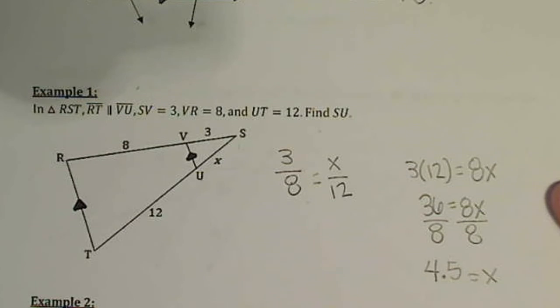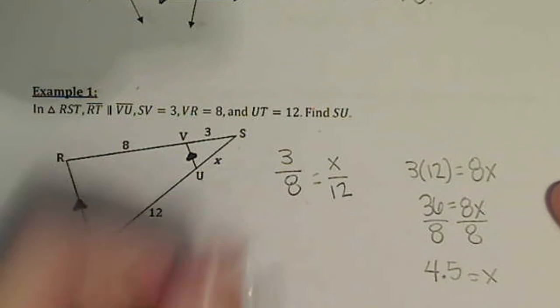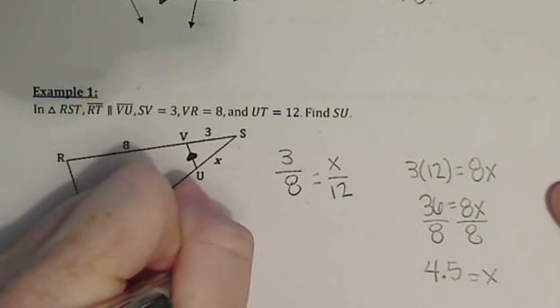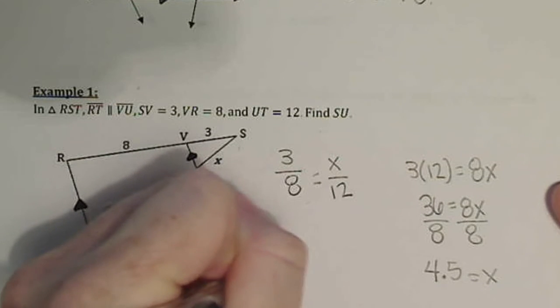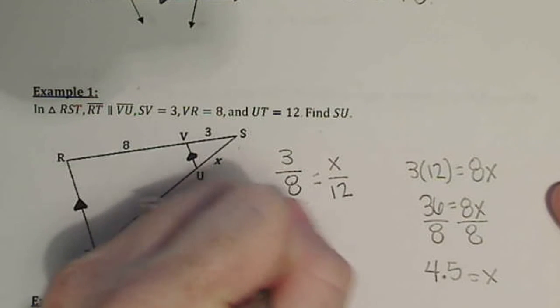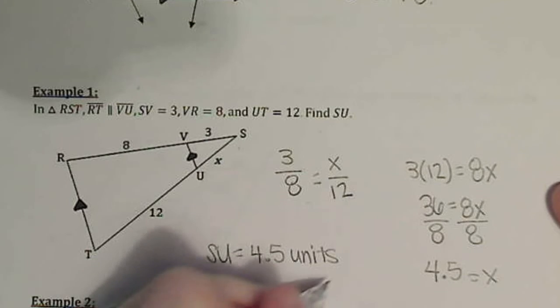And we find that SU is 4.5. And since it doesn't have a label, we say that it's just units.